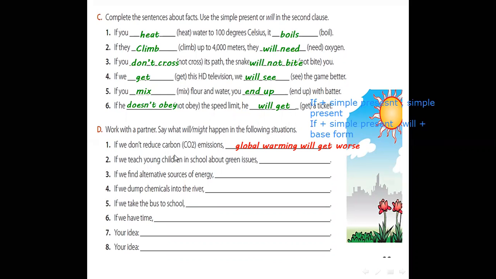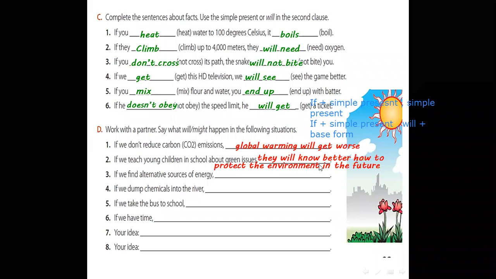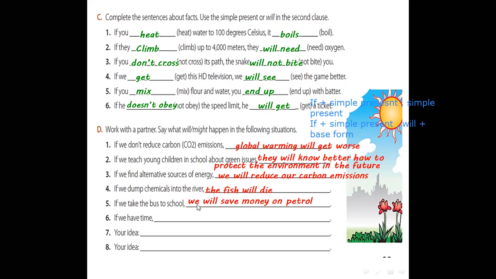Future simple. If we teach young children in school about green issues, they will know better how to protect the environment in the future. If we find alternative sources of energy, we will reduce our carbon emission. If we dump chemicals into rivers, the fish will die. If we take the bus to school, we will save money on petrol.